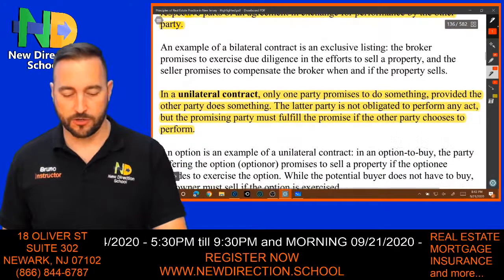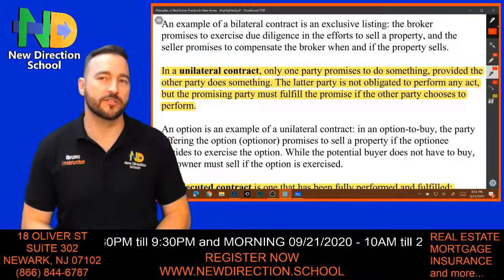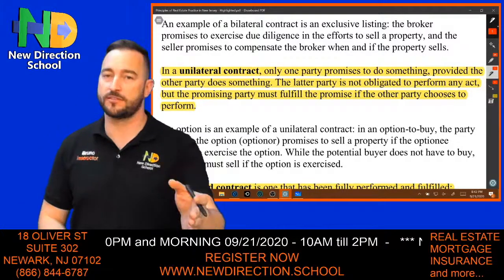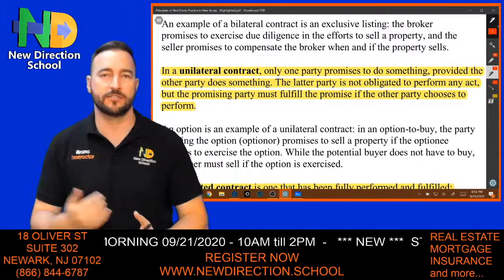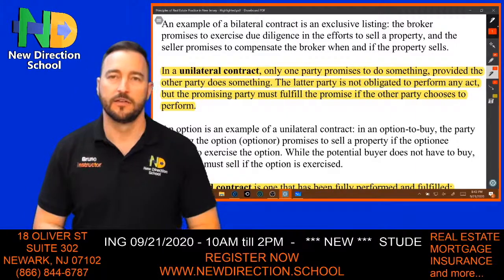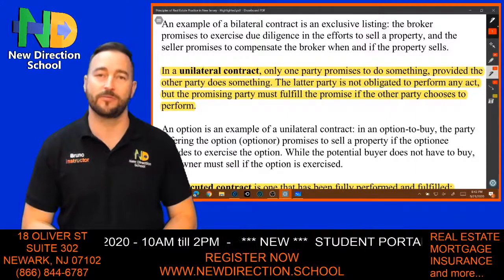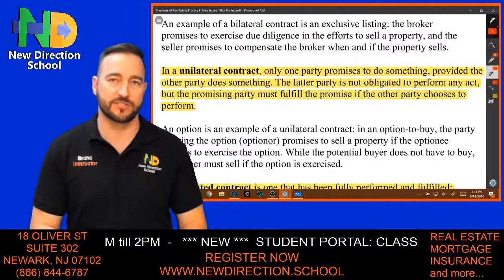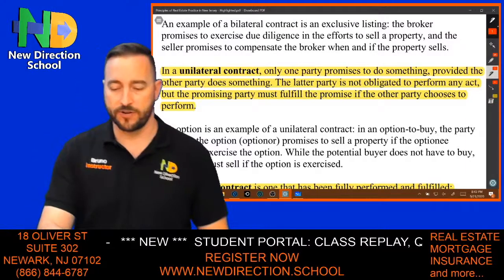A unilateral agreement: only one party promises to do something, provided that the other party does something. So if you do this, then I'll do that. That's pretty much what it is, right? So the latter party is not obligated to perform any act, but the promising party must fulfill the promise if the other party chooses to perform. So for instance, an option.